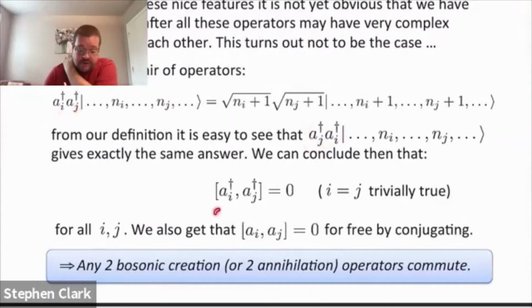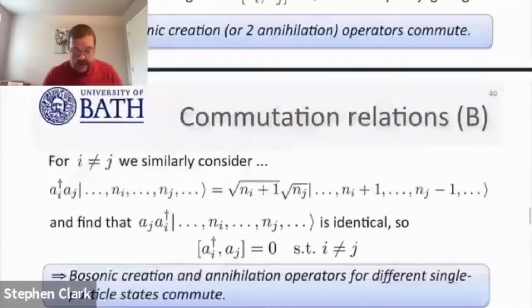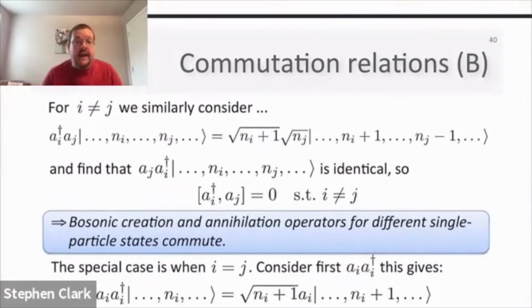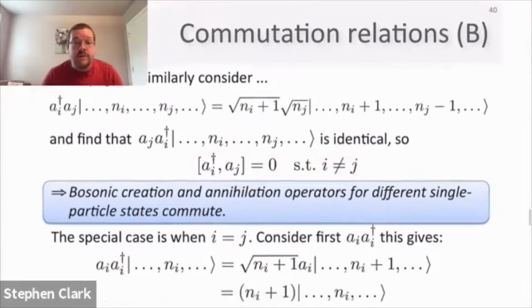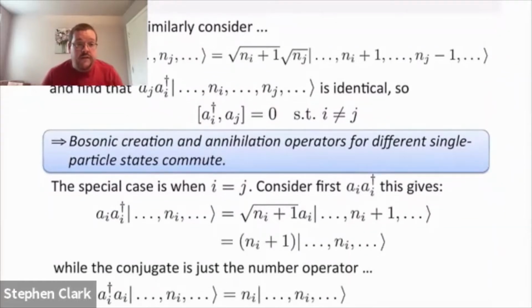So that tells you that two creation operators on different modes commute with each other. And in fact, it's still true even if they're the same mode, it's trivially true. So all creation operators commute amongst themselves, and all annihilation operators commute amongst themselves. The only case we have to consider is a creation and an annihilation operator. In this case, they completely commute with each other as long as they act on different single particle modes. And if they act on the same single particle mode, then they don't commute with each other.